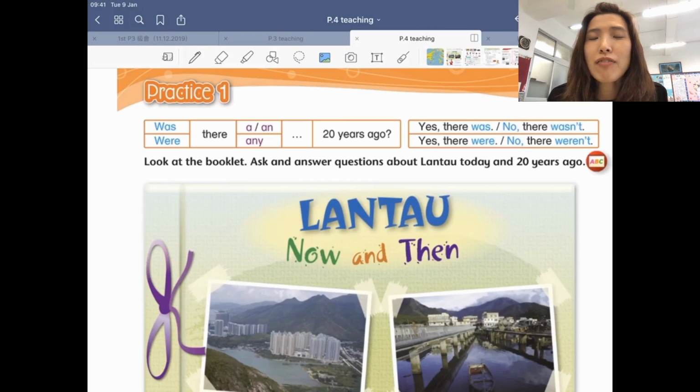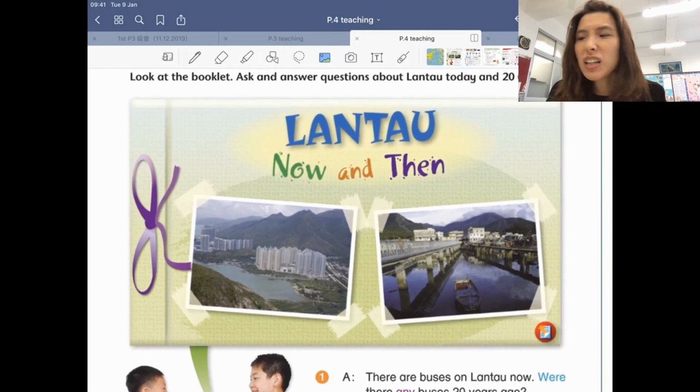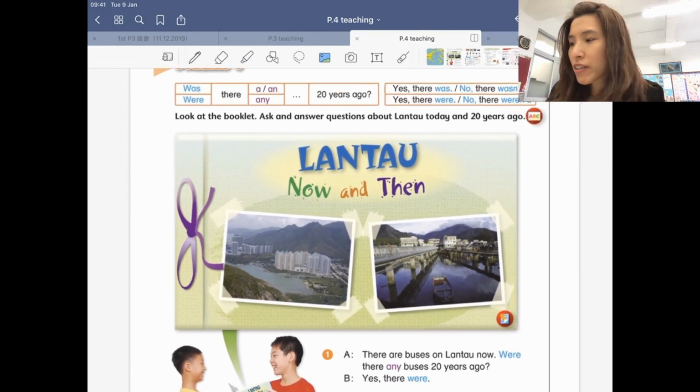So last time I asked you to do practice 1. In practice 1, I asked you to ask and answer questions about Lantau today and 20 years ago. So obviously, I would like you to practice present tense and past tense. And before we learn about Lantau, let's learn about Hong Kong first.